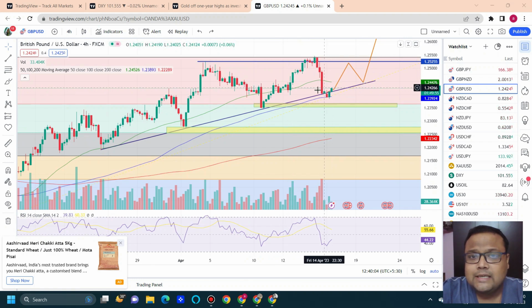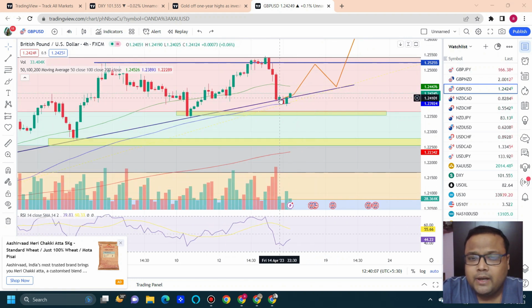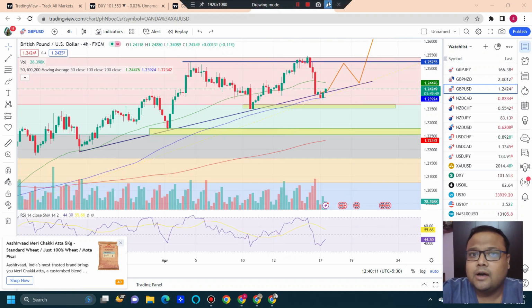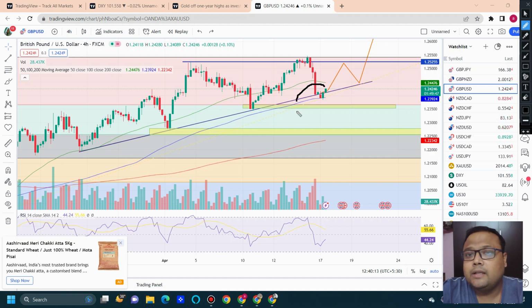And right now we can see that after the market opening, though there was some correction, the market took support around the 100 moving average and is showing some recovery. If you're holding any buy position on GBP USD, I'll say that you can stay in the trade, no need to exit, because GBP USD is bullish right now and there is a possibility that in the coming days GBP USD will go for a breakout.